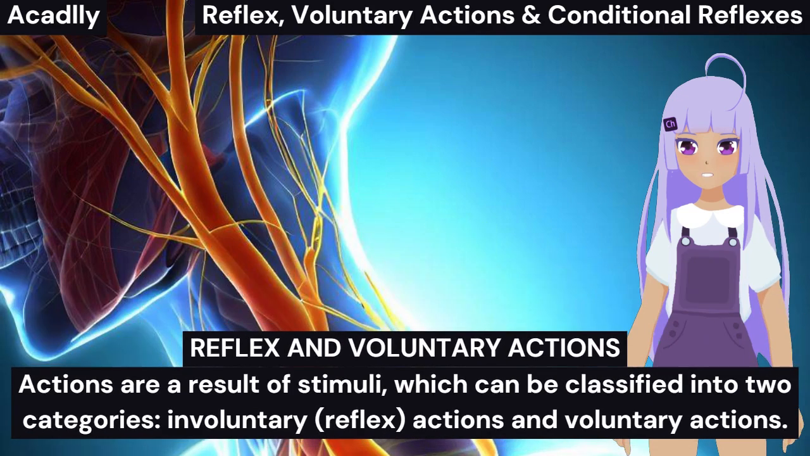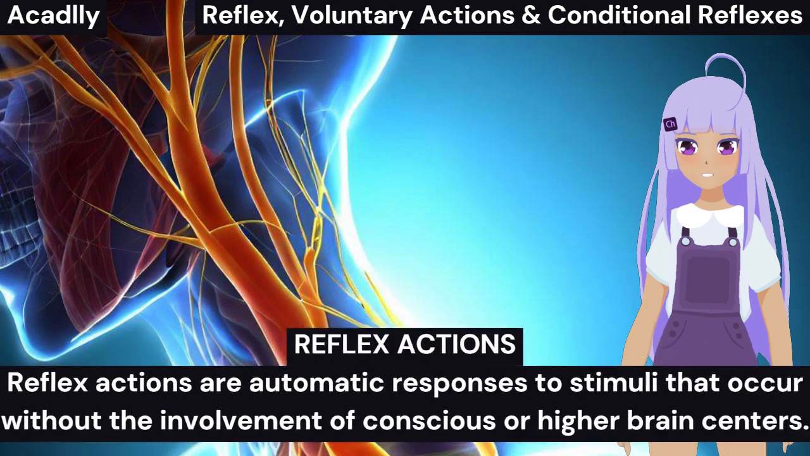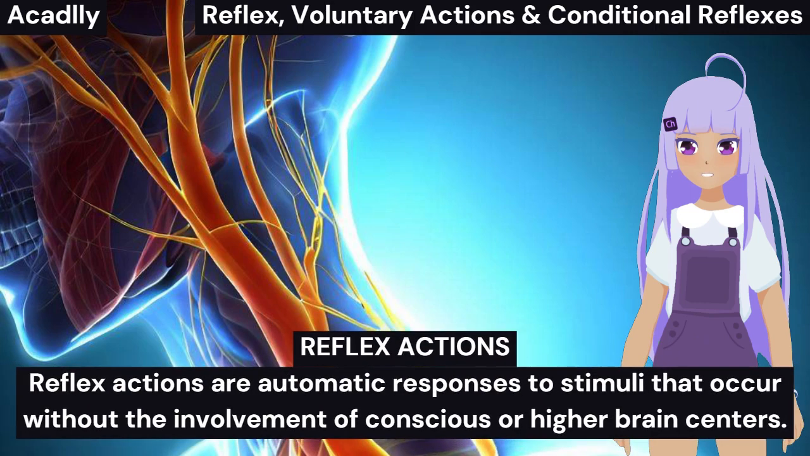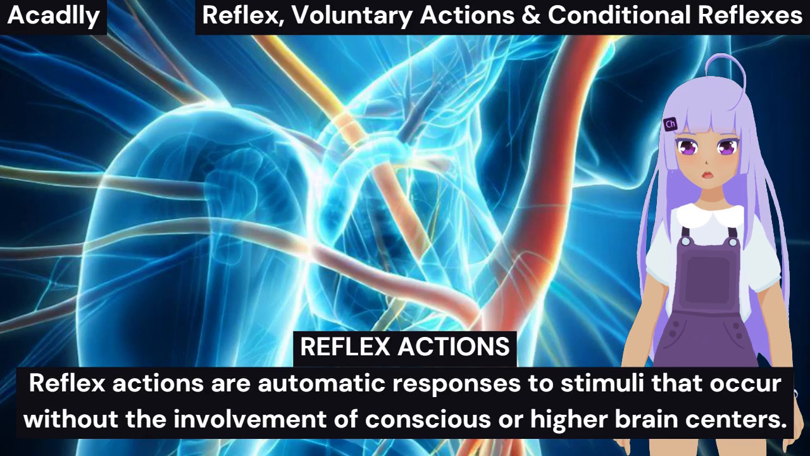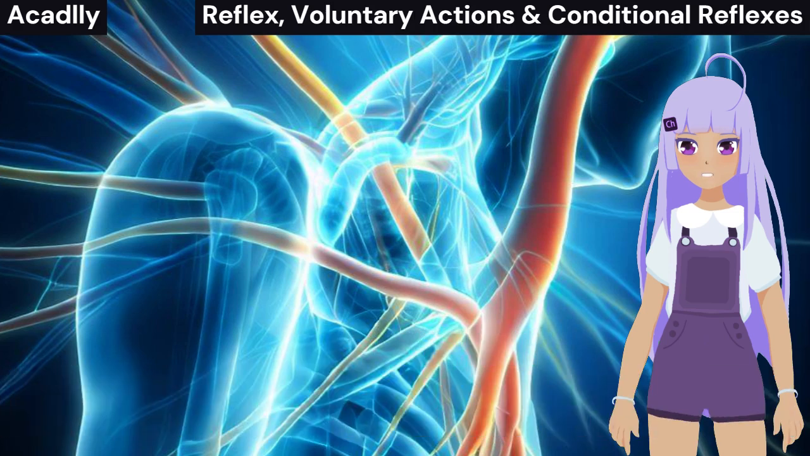Reflex and voluntary actions. Actions are a result of stimuli, which can be classified into two categories: involuntary, reflex actions, and voluntary actions. Reflex actions. Reflex actions are automatic responses to stimuli that occur without the involvement of conscious or higher brain centers. These actions are primarily protective, safeguarding us from dangerous stimuli, and aiding in maintaining posture and balance. Examples of reflex actions include leg jerking and eye blinking.